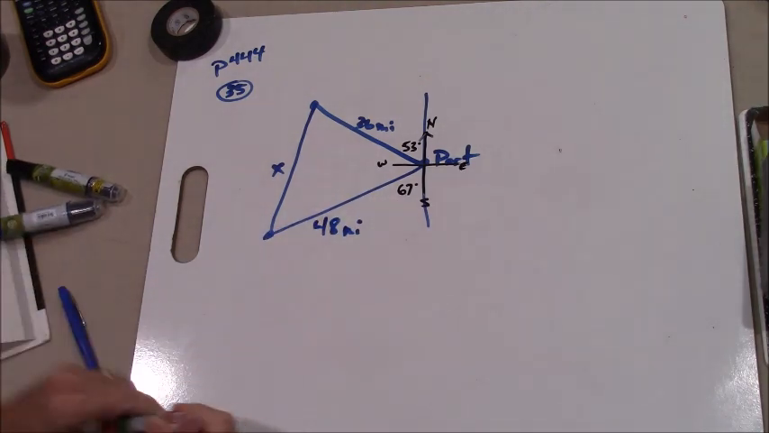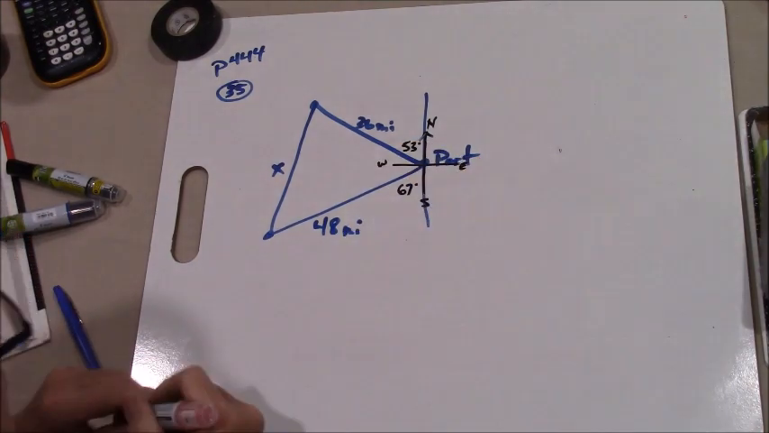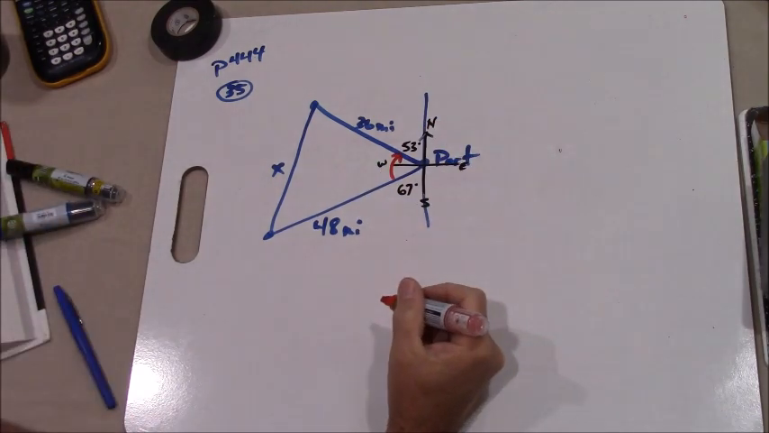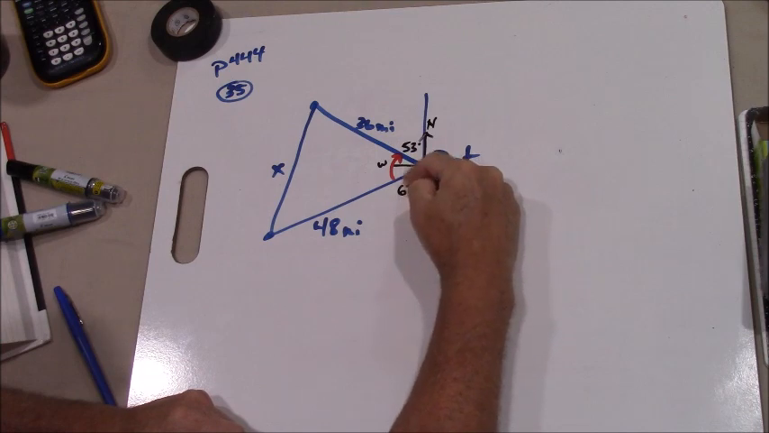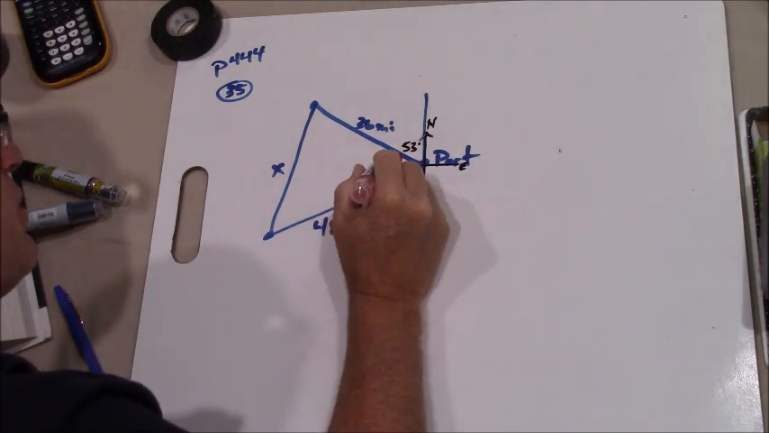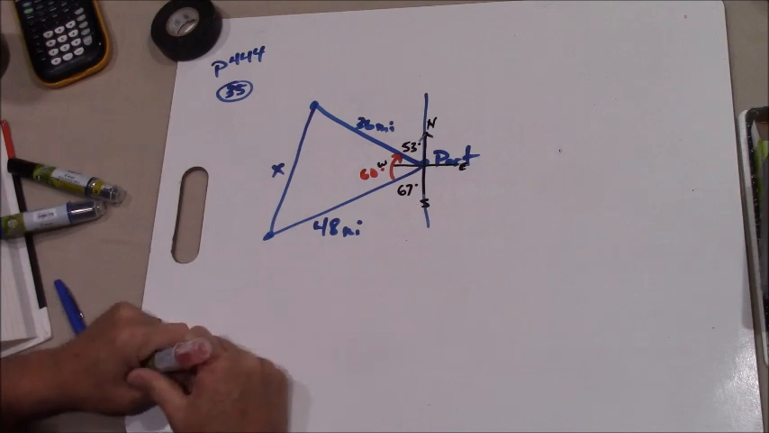All right, so the first thing I need to do is figure out what this angle is in here. If I add these 2 angles together, I would get 120 degrees. Subtract that from 180, that means there's 60 degrees left inside there. And at this point, this looks like the last problem we did.